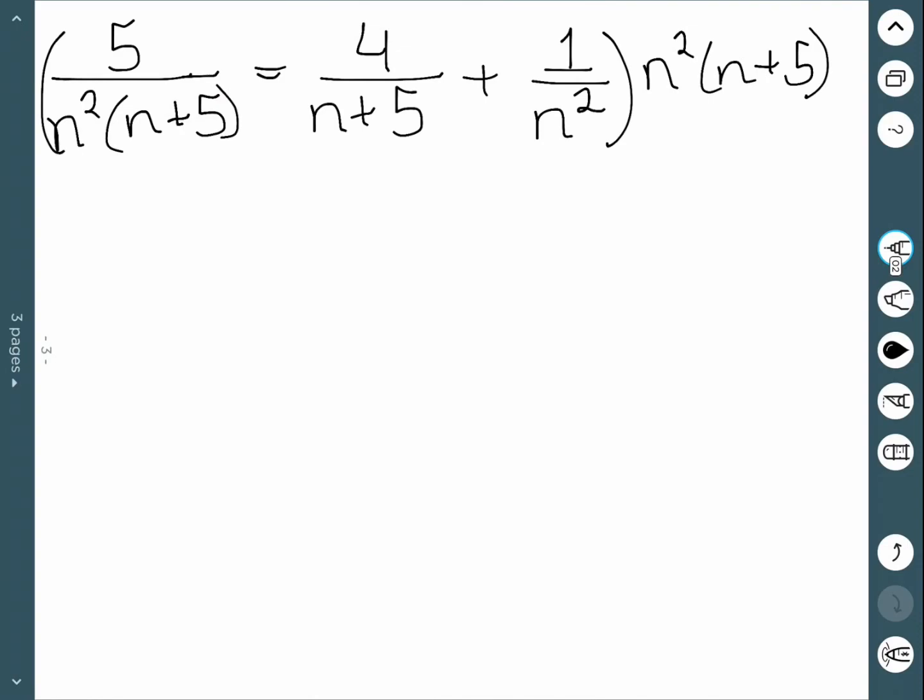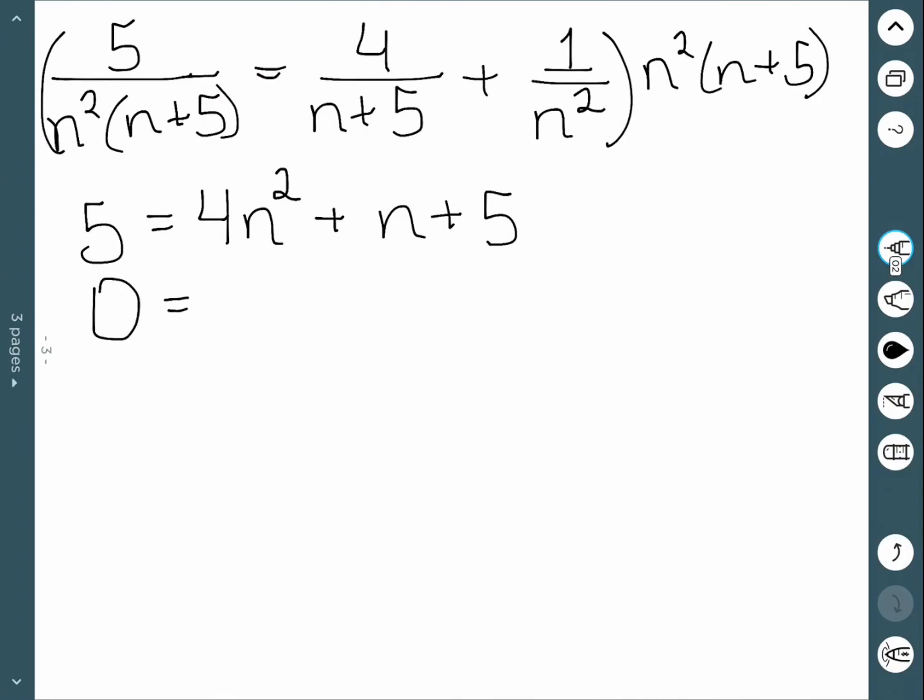When we start multiplying our first fraction, both of those things are going to cancel, both the n squared and the n plus 5, so we're just left with the numerator, the 5. My second fraction, the n plus 5's cancel, but the n squared doesn't, so I'm left with 4n squared. And then the third fraction, the n squared's cancel, but the n plus 5 doesn't, so I'm left with n plus 5. And now we can see that we no longer have a linear equation, we have a quadratic equation.